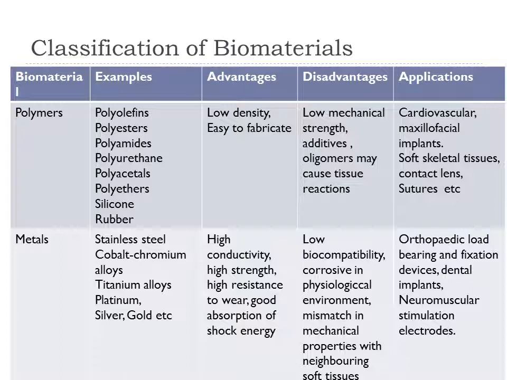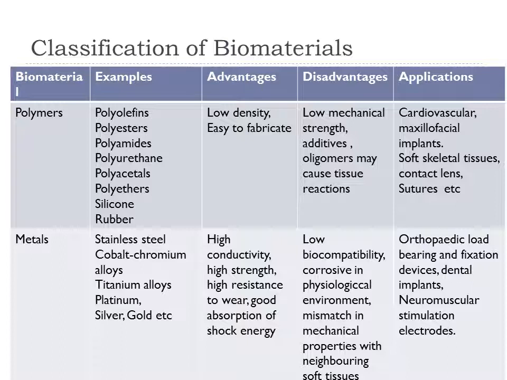Certain additives that are added to the polymer, such as oligomers, can cause reaction and inflammation when they come in contact with the body fluid. Examples of polymers are polyolefins, polyesters, polyamides, polyurethane, polyacetals, rubber, and silicone. Silicone and rubber are widely used for replacing soft tissues.